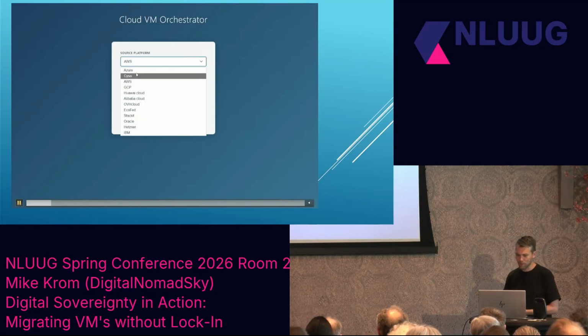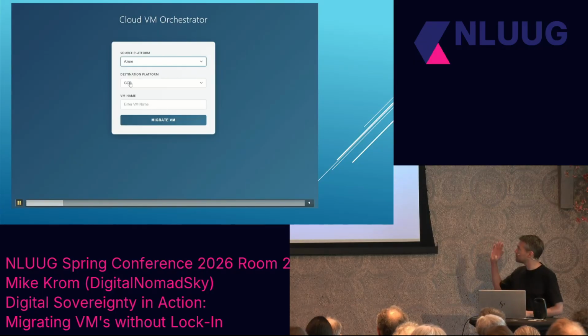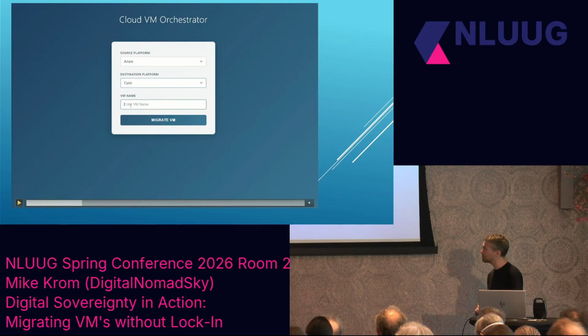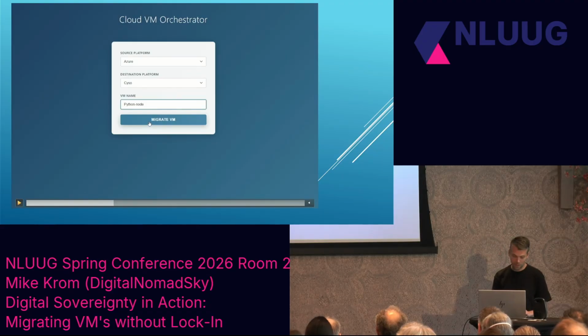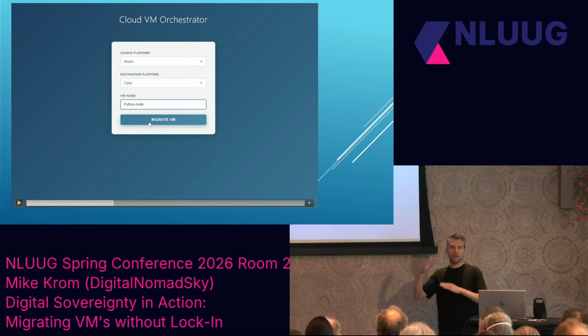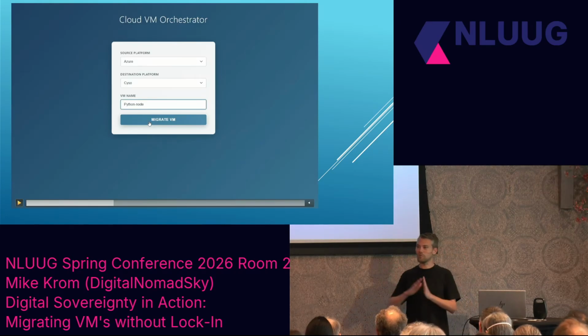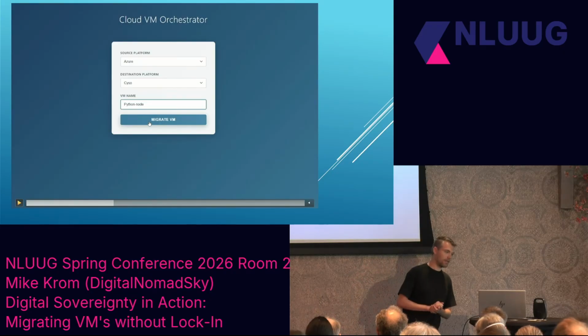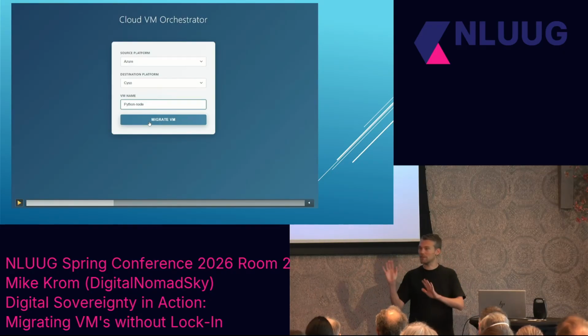You can just choose where your current server is. So in this case, it's Azure. Then we have different destination platforms. In this case, I choose the CISO cloud for migrating the VM to. And the only thing you need is to add the virtual machine name and then press migrate VM. And then in the backend, it will search through your whole cloud environment to see where this VM is located, whether it is possible to migrate this VM, and where the disks are located.